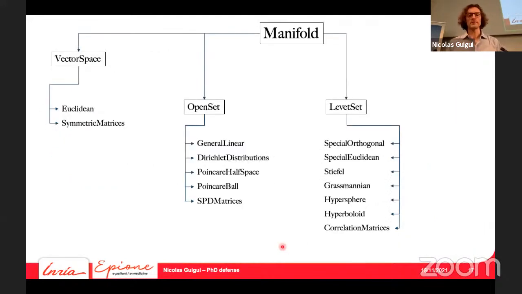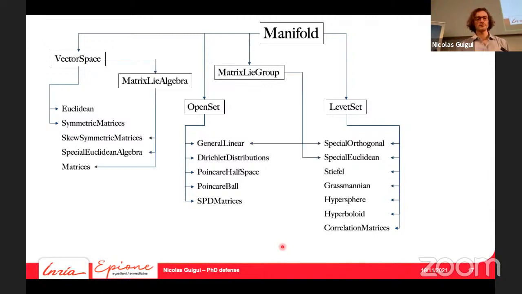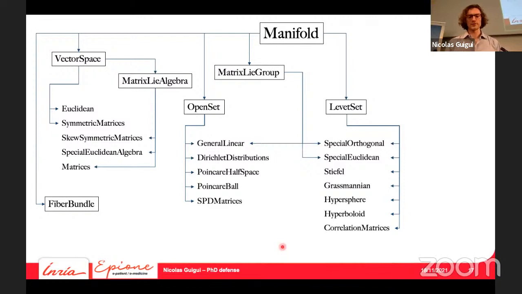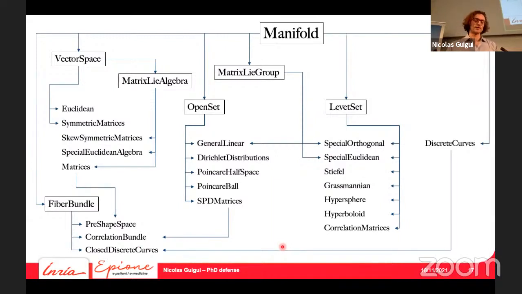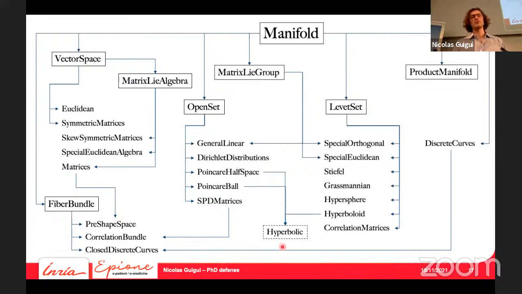So in order to implement those in geomstats, we implemented more abstract base classes for different structures, for example, for Lie groups and their Lie algebras. This allows to define the fiber bundle structures that is used to define a quotient metric. This is the case of shape space and the space of correlation matrices and of the closed discrete curves. And then we have a common interface for hyperbolic geometry. And we can combine existing manifolds by taking products of existing ones.